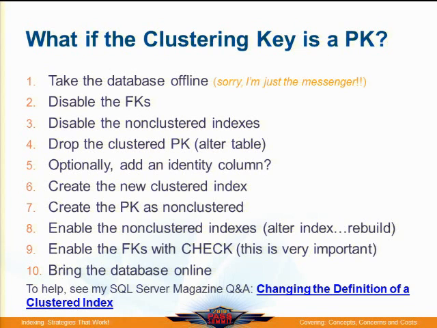I did a blog post called Changing the Definition of a Clustered Index, and the code for that actually generates all of the disables and the disabling of the foreign keys, the disables of the non-clustereds, the enabling of the non-clustereds, and the enabling of the foreign keys with check, which is very important. Because if you enable foreign keys without the with check option, then your foreign keys won't be trusted, which actually affects join performance and join cardinality.